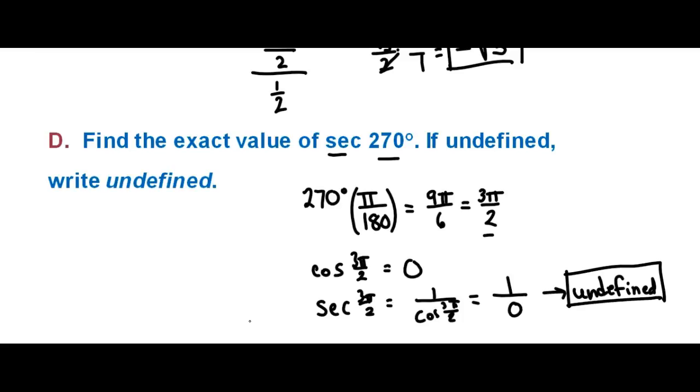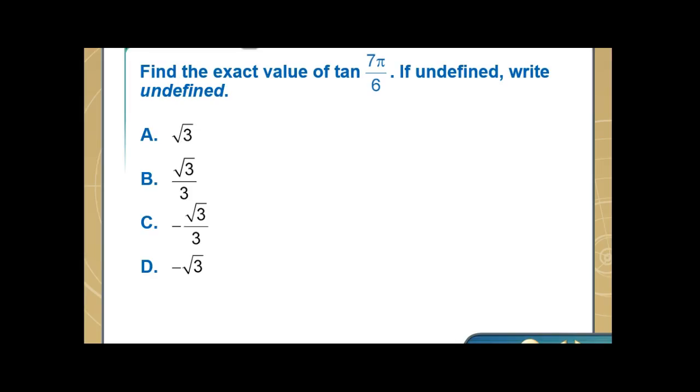So I hope you were able to see the value of the unit circle and how you can use it to find various trig functions. Now see if you can use the same unit circle to find the tangent of 7 pi over 6.